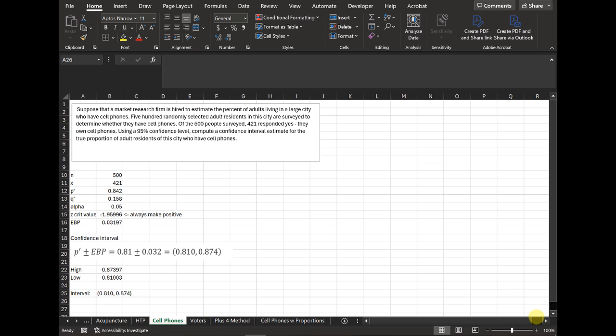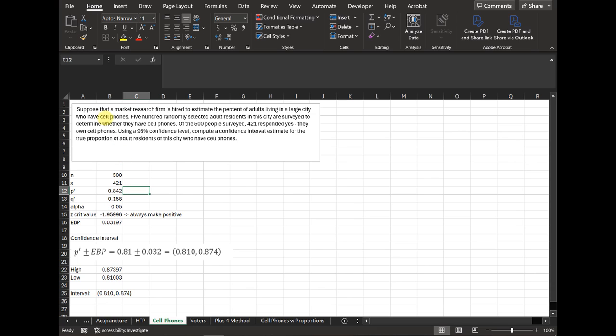Okay, so for this one, suppose that a market research firm is hired to estimate the percent of adults living in a large city who have cell phones. 500 randomly selected adult residents in this city are surveyed to determine whether they have cell phones. Of the 500 people surveyed, 421 responded yes, they own cell phones. So using a 95% confidence level, compute a confidence interval estimate for the true proportion of adult residents of this city who have cell phones.